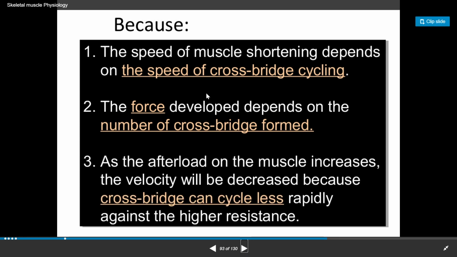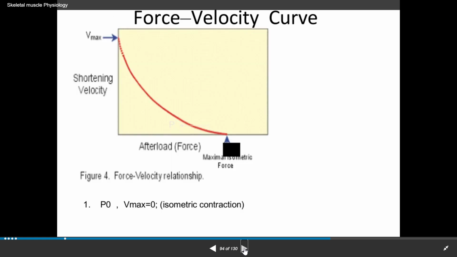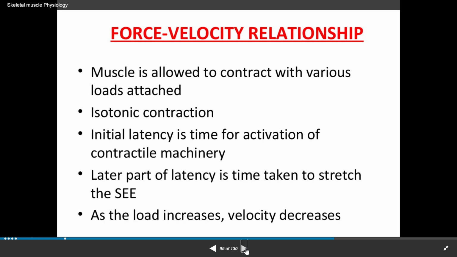The speed of muscle shortening depends on cross bridge cycling speed. The force developed depends on the number of cross bridges formed. As the afterload on the muscle increases, velocity decreases because cross bridges can cycle less rapidly against the higher resistance. So the length velocity relationship will give you an idea about work done and not done, that is, isotonic and isometric.